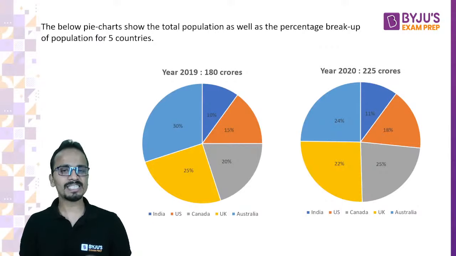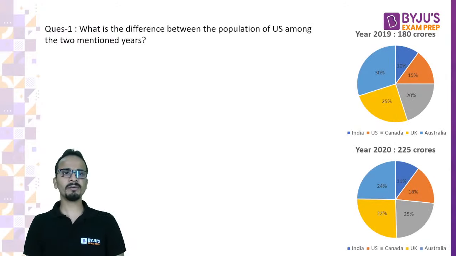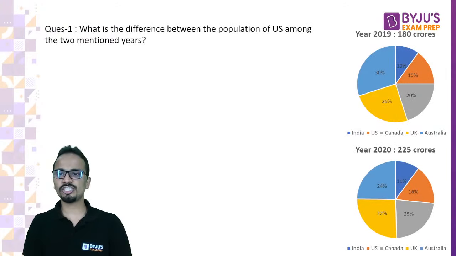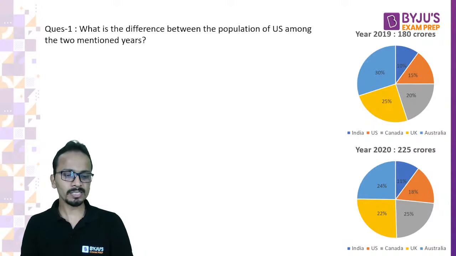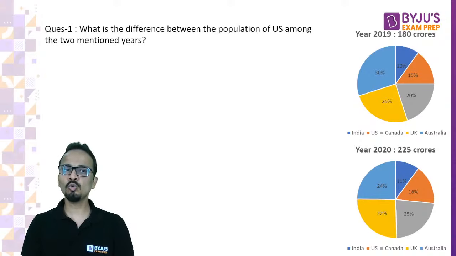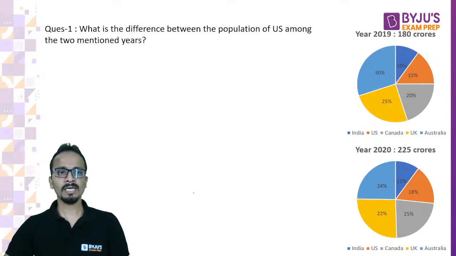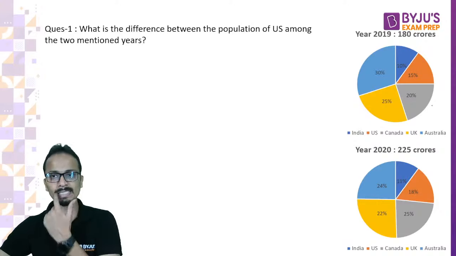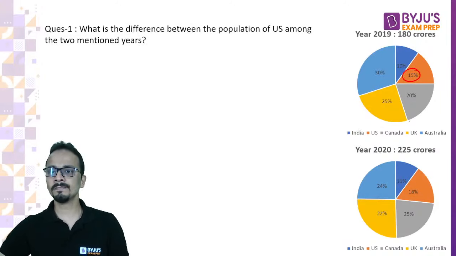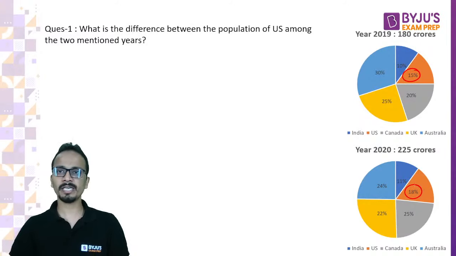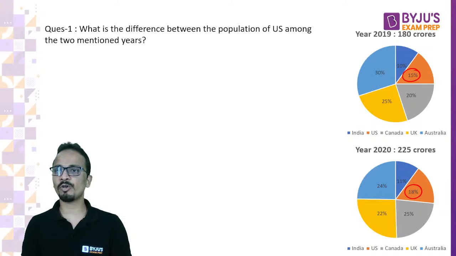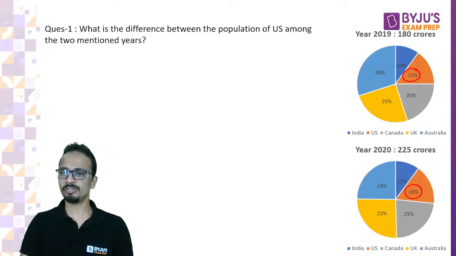Now let's have a look at the questions related to this. Question number 1: what is the difference between the population of US among the 2 mentioned years? The US is this one I'm marking in the pie charts. In the first case, the percentage breakup for USA is 15%, and in the second case it is 18%.